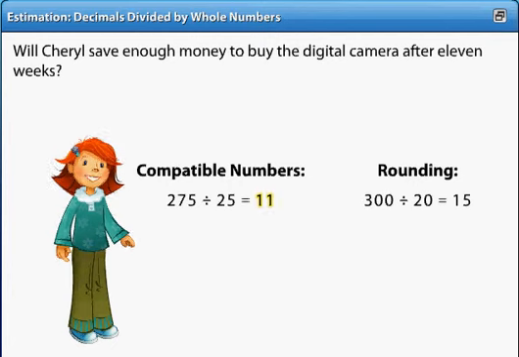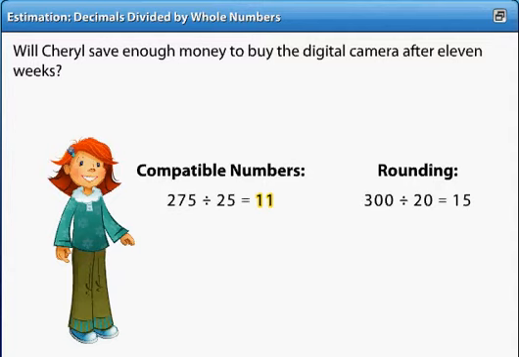Will Cheryl save enough money to buy the digital camera after 11 weeks? No, she will not. Remember, we overestimated both of these. So if it's between 11 and 15 weeks, between is not 11, especially when we overestimated here.